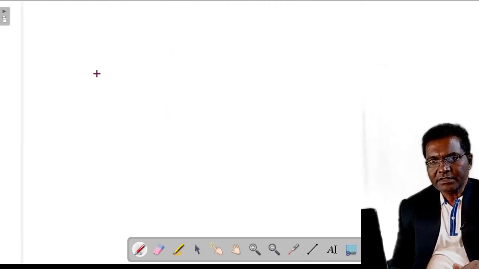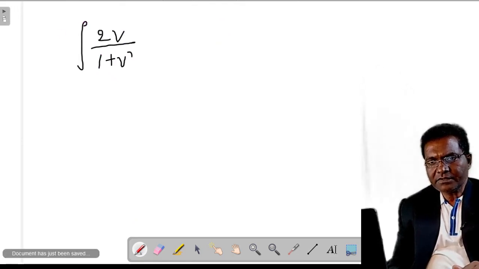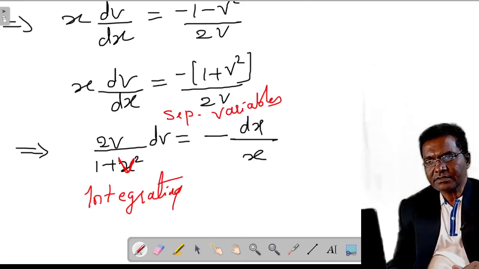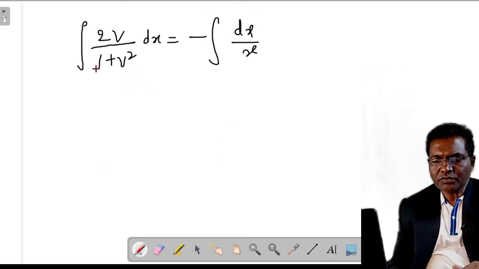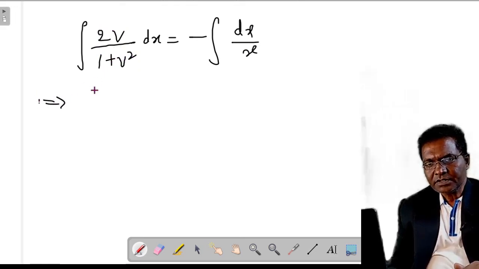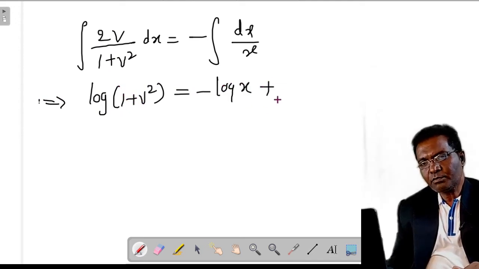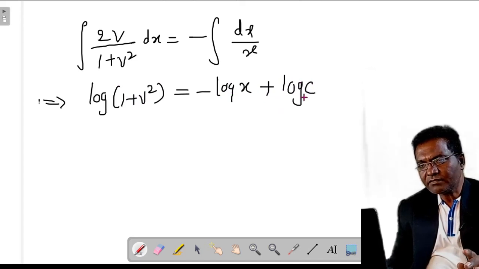What will we get? You will get integration of 2v by 1 plus v square dv minus integration of dx by x. Okay, so this. As you know, if numerator is the derivative of denominator, you can keep directly log of denominator. So I can keep it as log of denominator, that is 1 plus v square. It is minus log x plus. I said in the beginning, if all the terms are in terms of log, better you can keep constant also in terms of log.